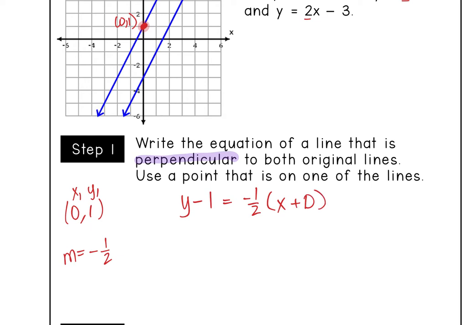Okay, so the 0 here doesn't make too much of a difference, so we could ignore that. We're just going to distribute the negative 1/2, and then add 1 to both sides. That gives me y equals negative 1/2 x plus 1.